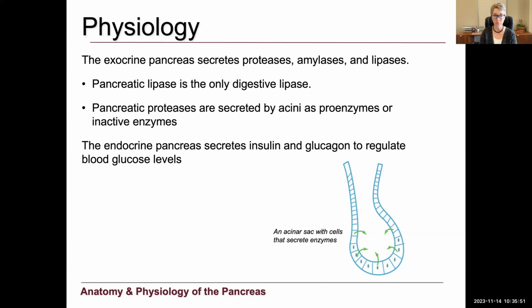Okay. And then there's just one other reminder here that the endocrine pancreas also secretes insulin and glucagon, but you know that already, you know that well, to help us regulate our blood glucose levels. So obviously, if there's really severe problems with the pancreas, we're going to end up losing some endocrine pancreatic function as well, too.